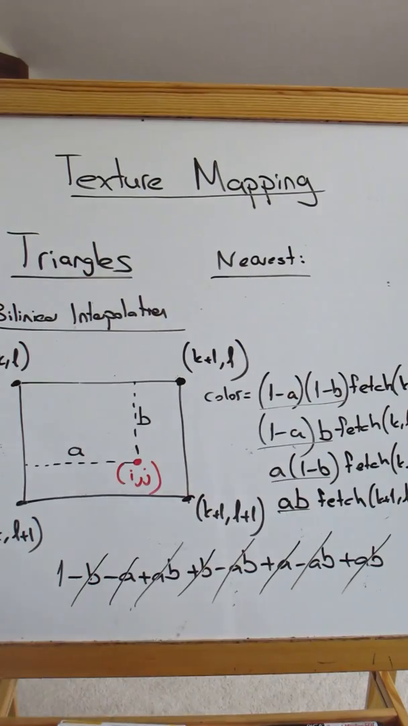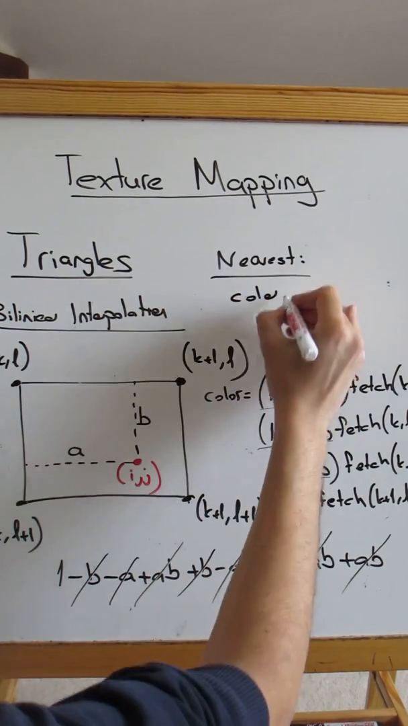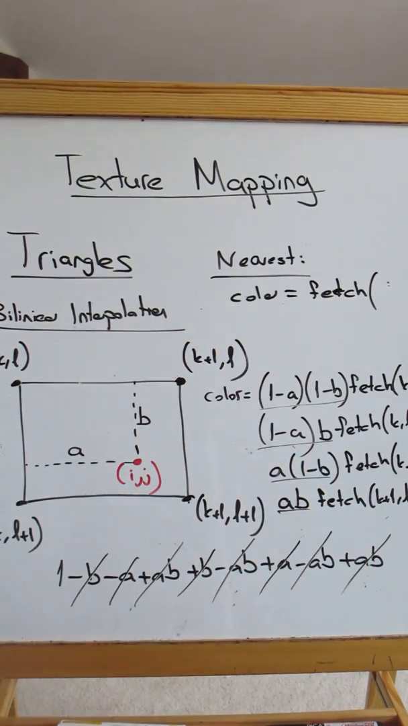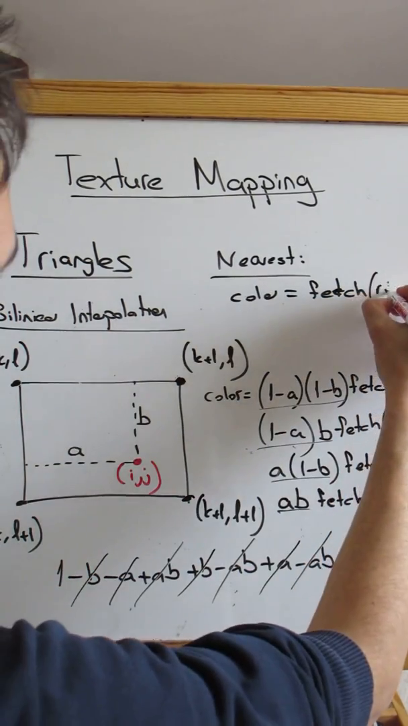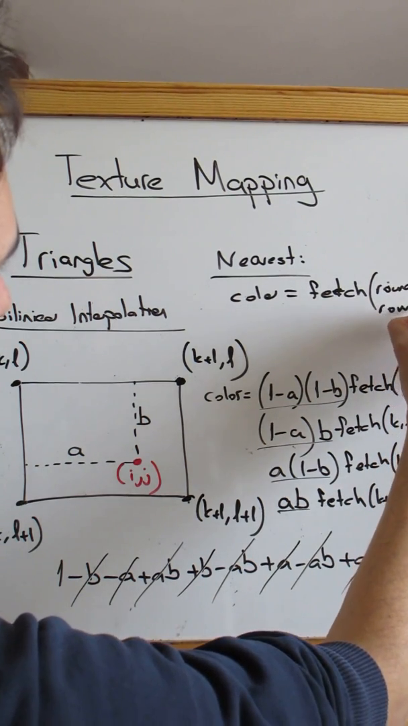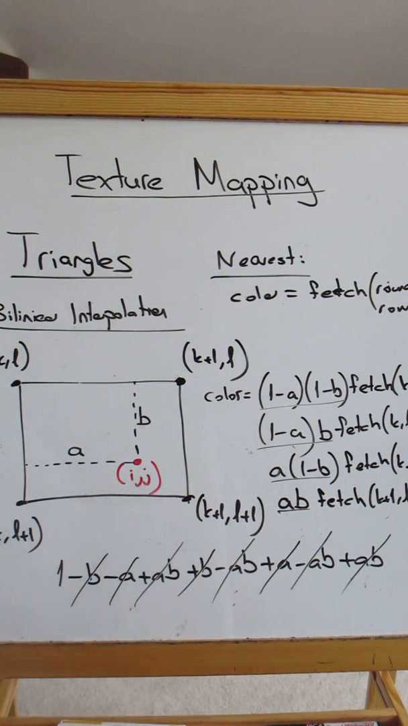In the nearest neighbor interpolation, the texture color is computed as simply fetch. We are going to round i, and we are going to round j. So we take the color from the nearest pixel value.